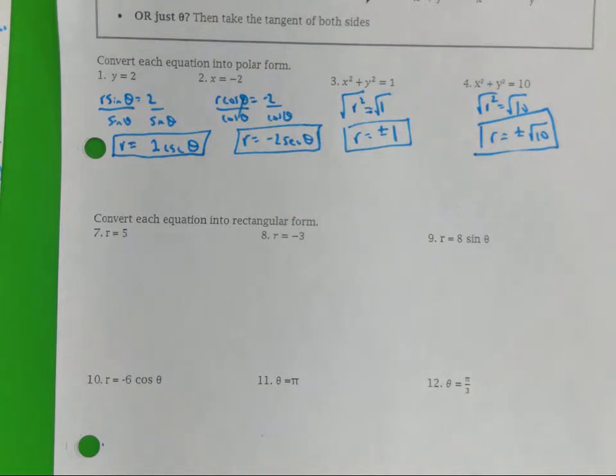All right, so the next learning target is converting polar to rectangular. So if I'm going from polar to rectangular, what's got to disappear? R and theta. Okay? You got to at least have an x or y in there. You can have both of them. You can just have one of them. You just got to get rid of r and theta.